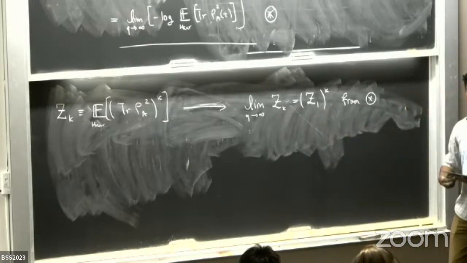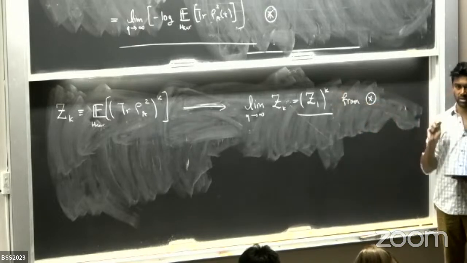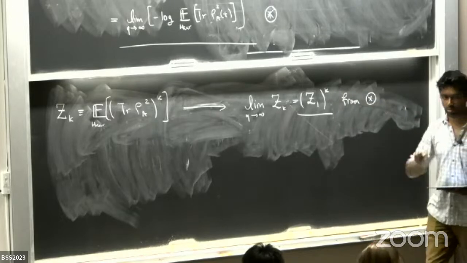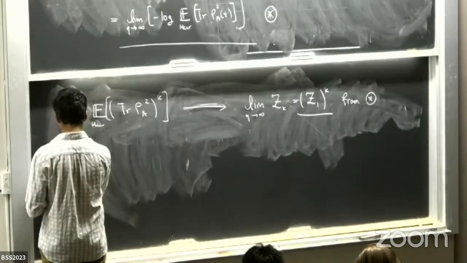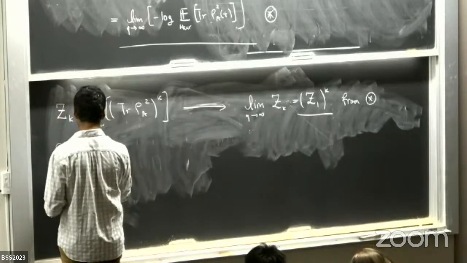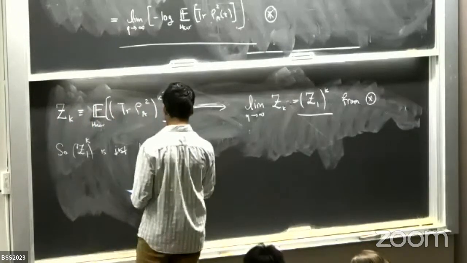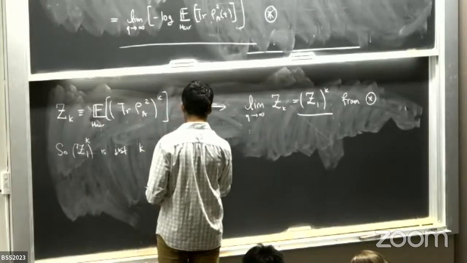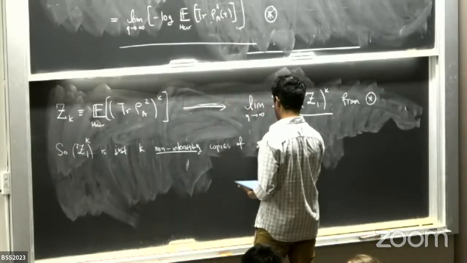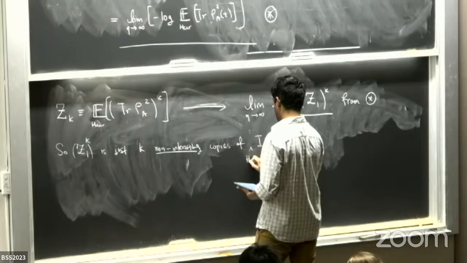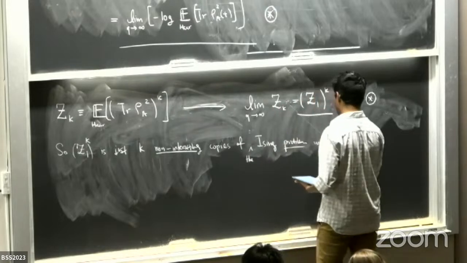So what does that mean? What is this quantity here? These are just K non-interacting copies of this Ising problem that we studied, right? Just completely non-interacting copies. So Z1 to the K is just K non-interacting copies of the Ising problem we just studied.